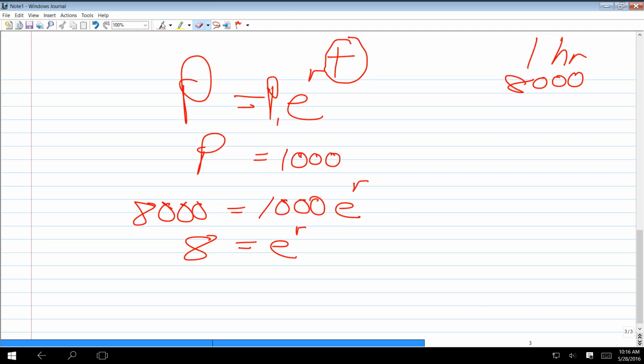You need to apply a logarithm. Okay, so I'm going to switch the order, and I'm going to bring it down. So I'm going to do r log e, or ln. Okay, so first thing I'm going to do is take the log of both sides. Right. So ln equals, r ln e equals ln 8.